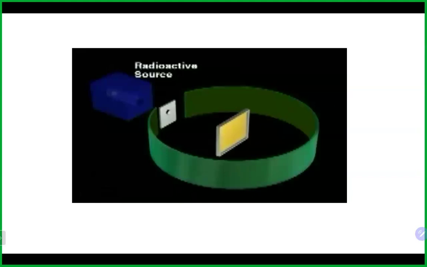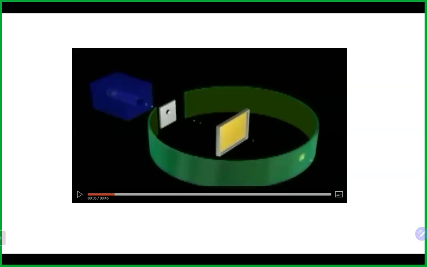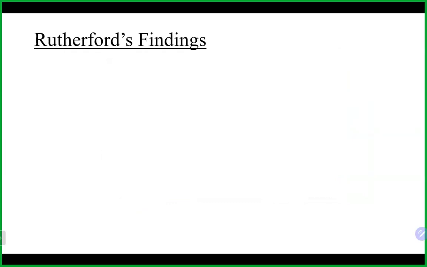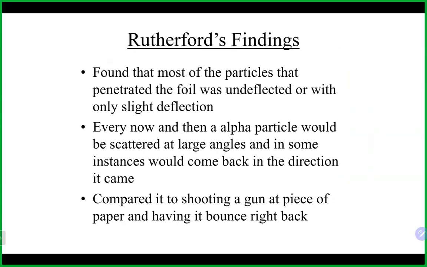As you can clearly see, most of them just went straight through, but every so often you can see a highlight on the screen at different locations. And again, that would be it hitting something very, very positive. And as I mentioned, that was really surprising for Rutherford based on the plum pudding model, which going into the experiment is sort of what he assumed the atom looked like.